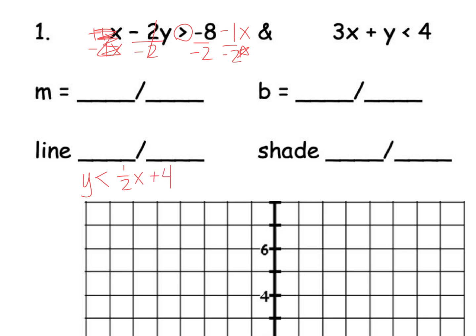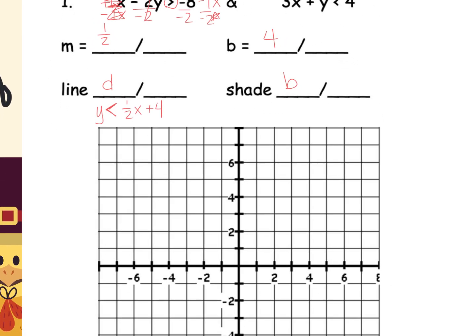There are these spaces here if you want to fill them in. If you're okay with just graphing, you can do that. But if you wanted to, you could say, okay, the slope is 1/2 and the b is 4. This is a less than symbol, so my line is going to be dotted, and my shading, because it's less than, is going to be below. So I'm going to go ahead and graph that equation.